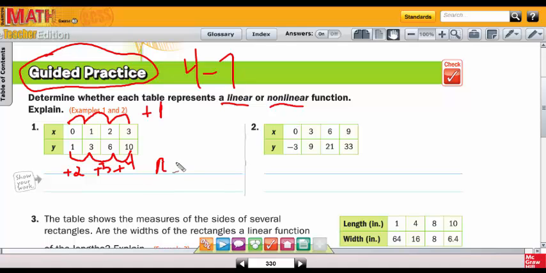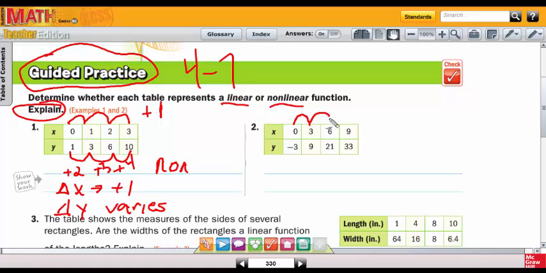We're going to say that this is nonlinear and that the change in x is +1, whereas the change in y varies or is not constant either way. That is your explanation, because remember we need to explain here.